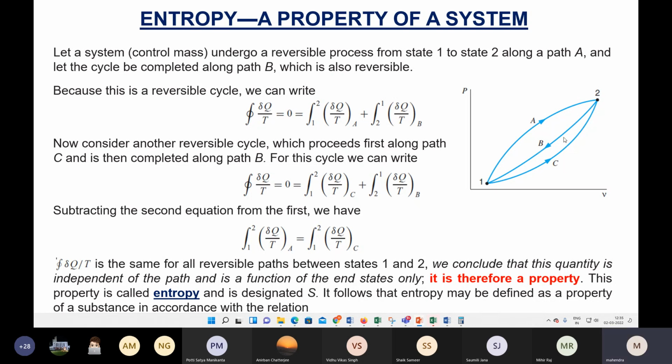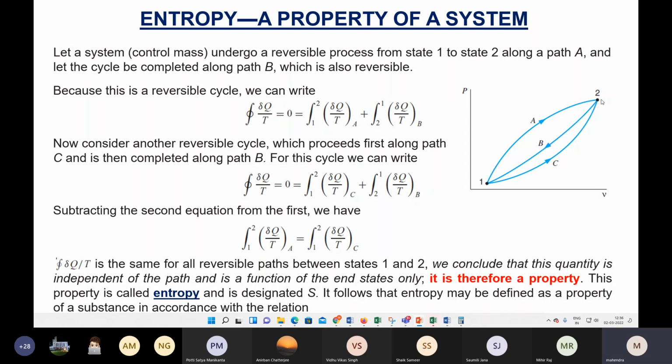Now the same thing we can consider, instead of going from 1 to 2 through A, let us consider another process going through C and coming back through B. That gives the integral from 1 to 2 of dq by t along C, and coming back, dq by t along B. For a reversible cycle the cyclic integral of dq by t is 0, so we equate these two totals. The common dq by t terms of B cancel, and these two terms get equalized. From that, what can we say?